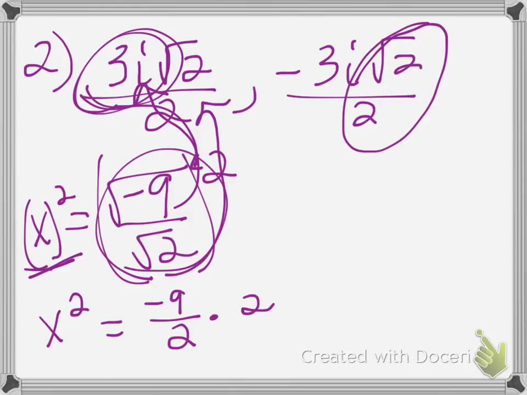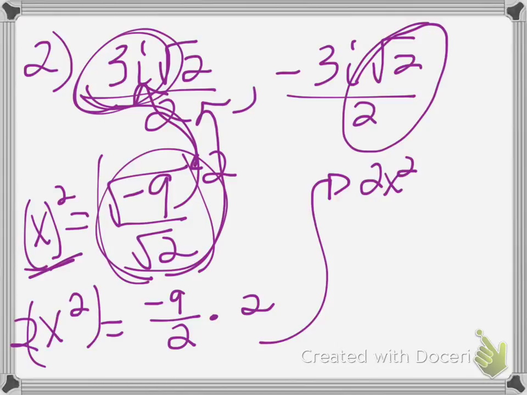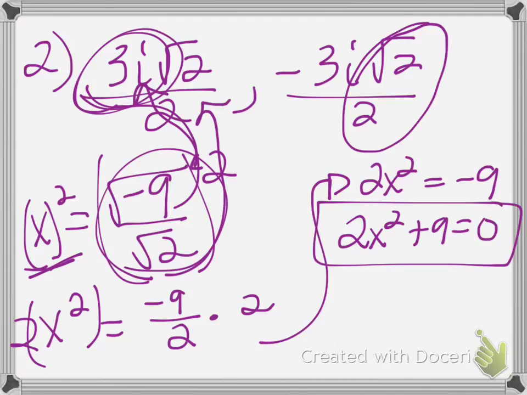Now, I can also multiply both sides by 2, working backwards to get our original equation. So I get 2x squared equals negative 9. Now it's not in standard form just yet, so I will need to move the 9 over. So I get 2x squared plus 9 equals 0. So that ends up being my quadratic equation in standard form.